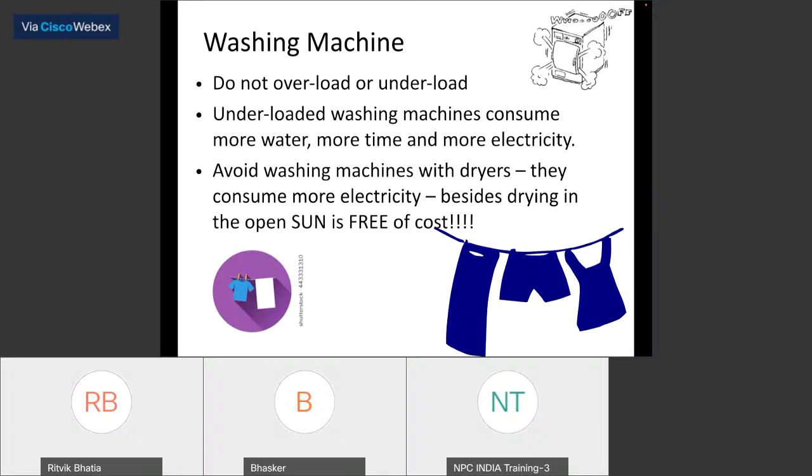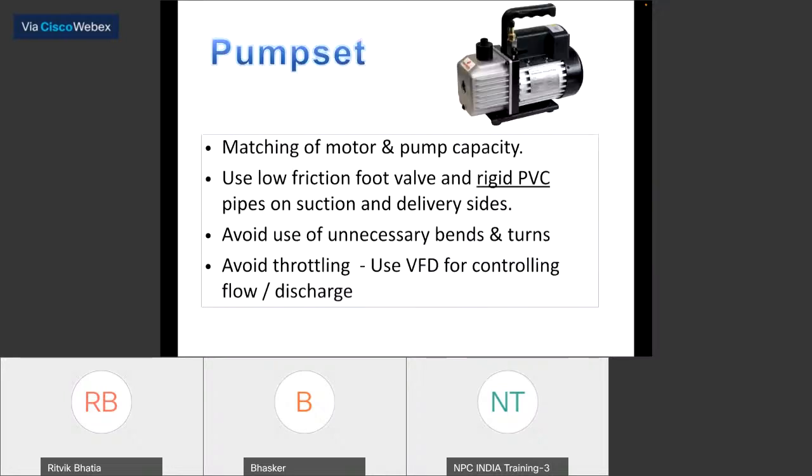Underloaded washing machines consume more water, more time, and more electricity. So avoid washing machines with a dryer, as they consume more electricity. Besides, drying in the open sun is free, of course. Please see that we do not spend any energy for drying our clothes.